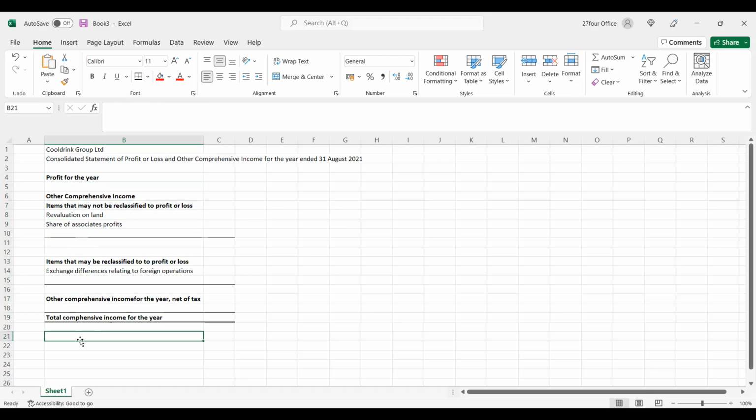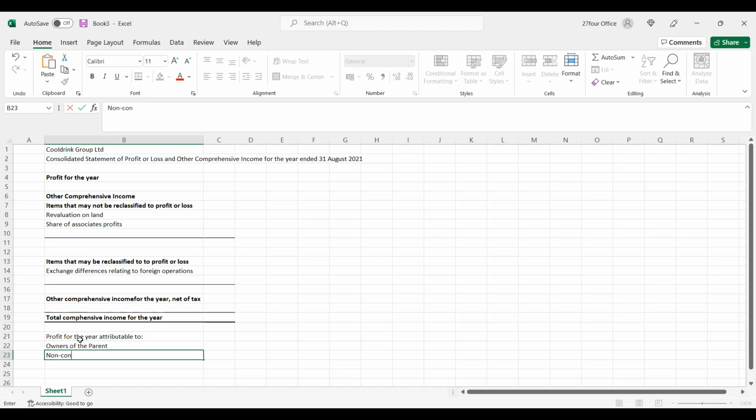Once we are done with that, then we need to attribute. So we're going to have profit for the year attributable to who? Owners of the parent, and then non-controlling interest. Okay, and it will have a total.